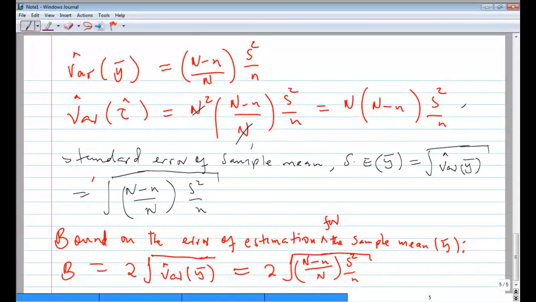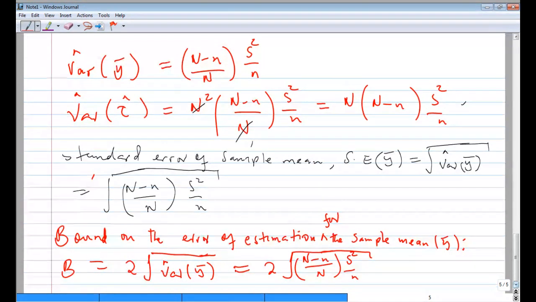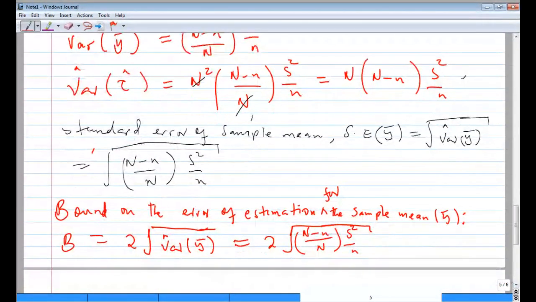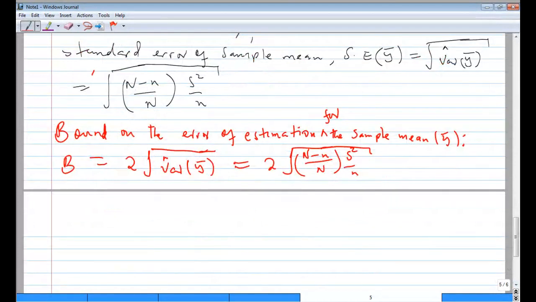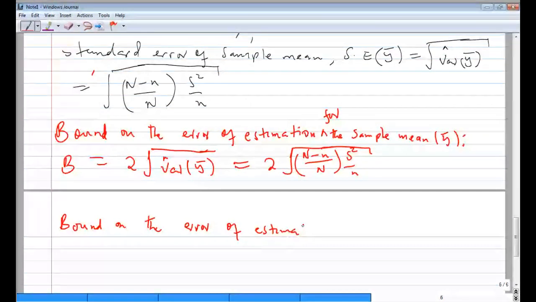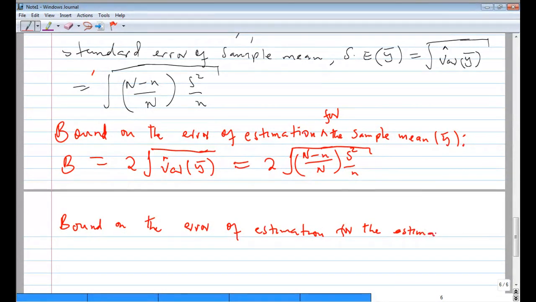So now the bound on the error of estimation for the estimated population total. Let me just go up a bit. Sorry.